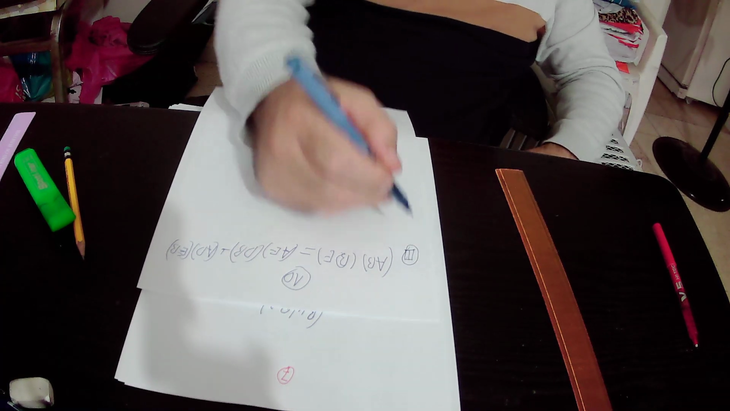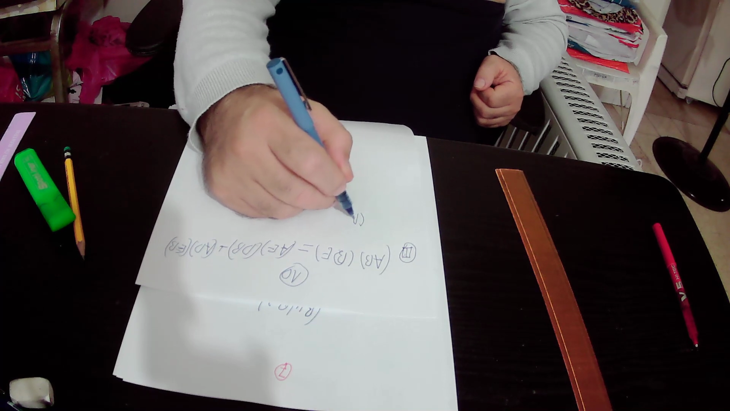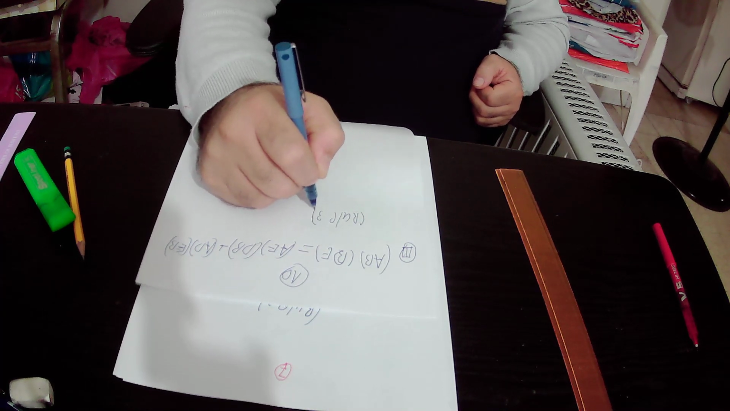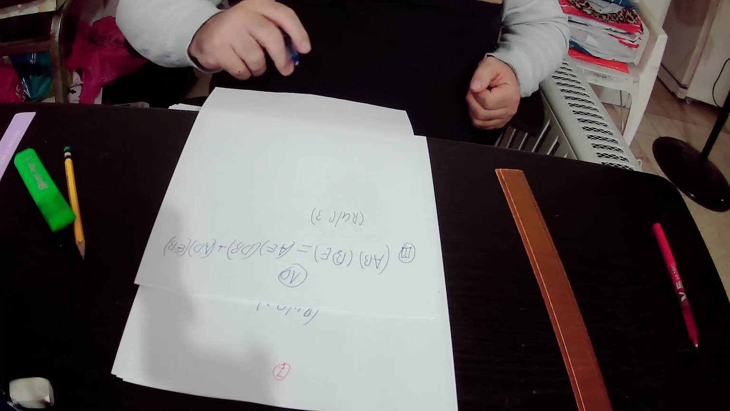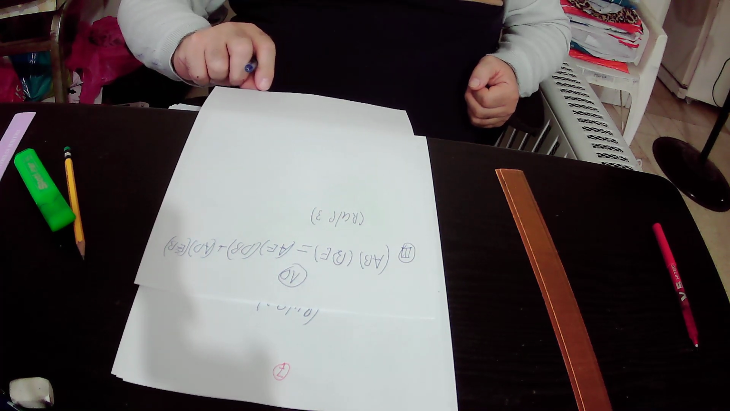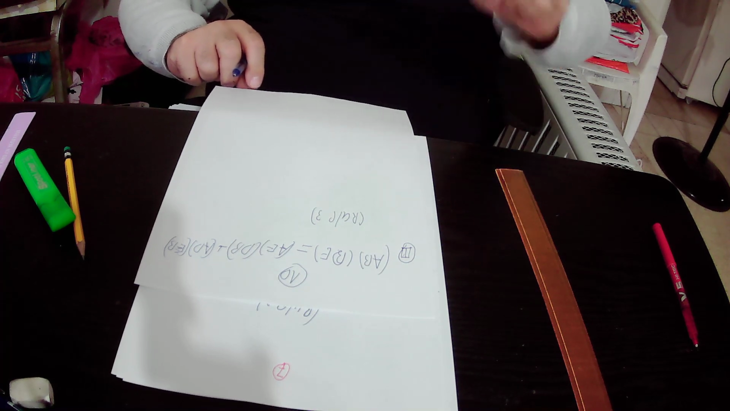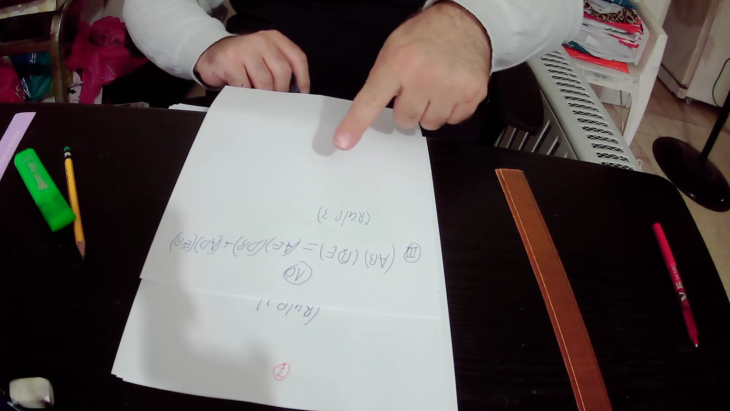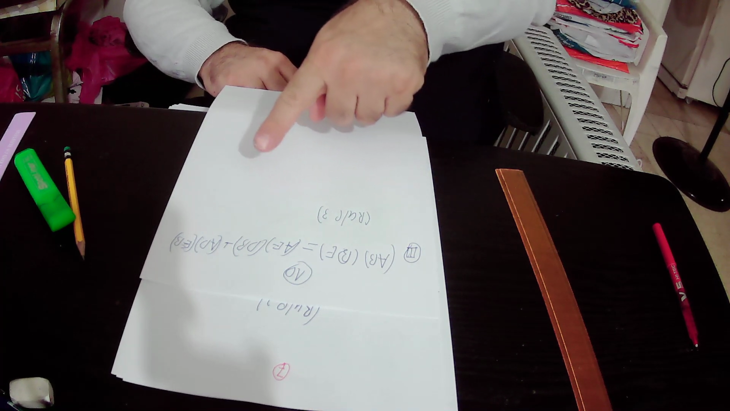And equation number 3 is the implementation of rule number 3 in our drawing. Okay, the implementation of rule number 3 in our drawing gives us equation number 3. Okay, AB times DE equals AE times DB plus AD times EB.